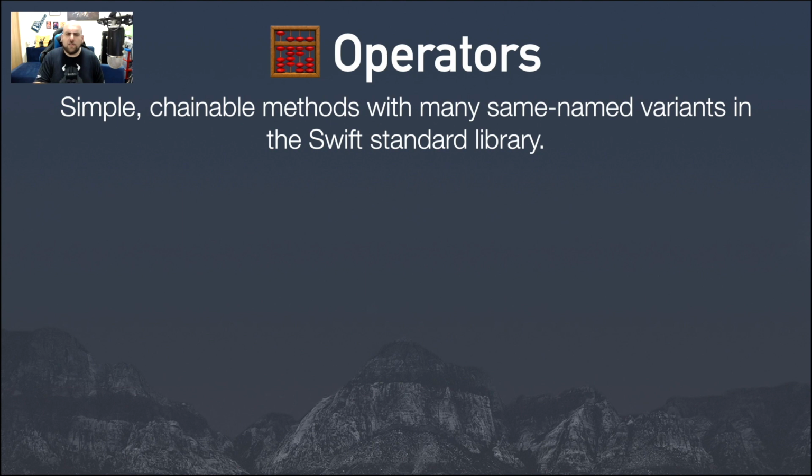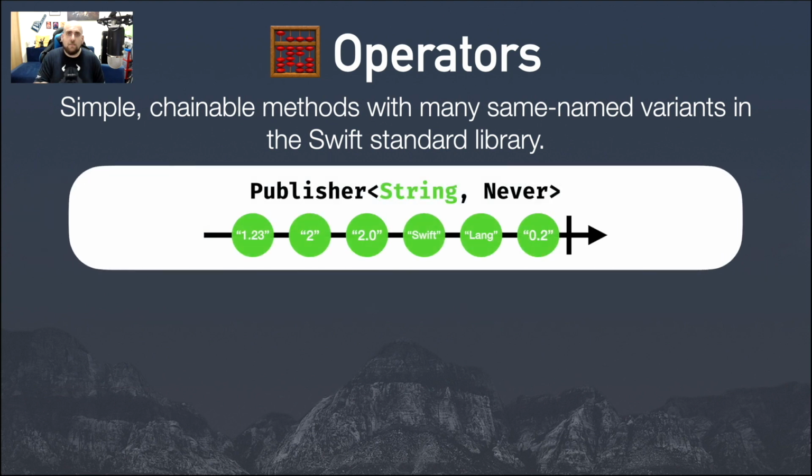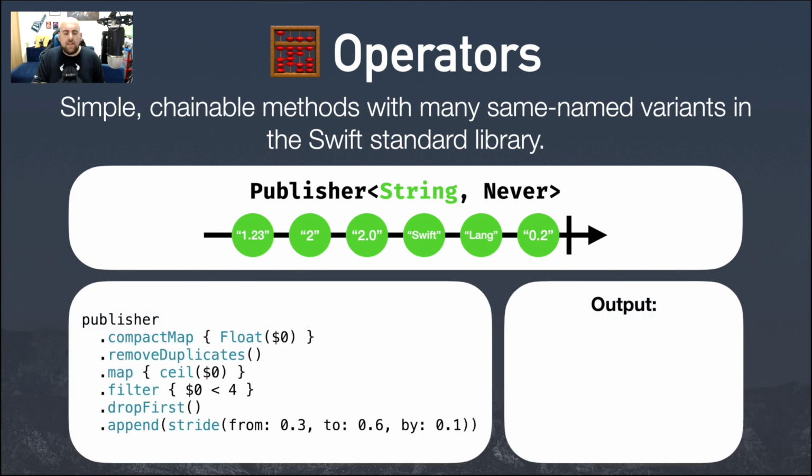So basically, operators are just simple chainable methods with many same-named variants in the Swift standard library. So many of them will ring a bell when you see them. You're going to see that right now. Here I have a simple publisher that emits 6 strings and can never fail. It has a Never error type. And here I have this chain of operators on my publisher.